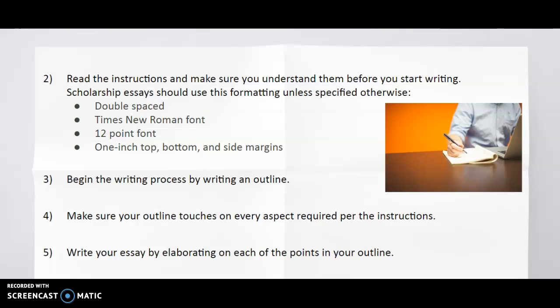Number 4, make sure your outline touches on every aspect. So reread, check through it, make sure you have everything there that they're asking for. Okay? And then number 5, I'll go over this again, but it says write your essay by elaborating on each of the points in your outline. So make sure whatever they're asking for as part of this scholarship process, that at some point you address it within that outline.